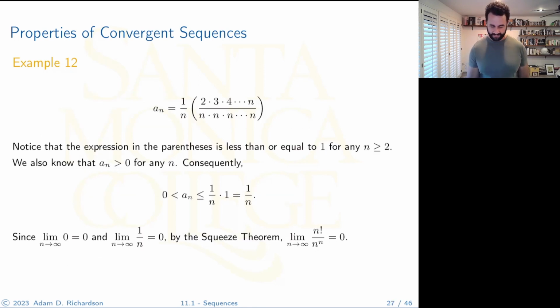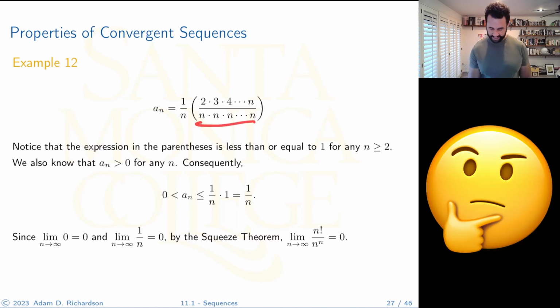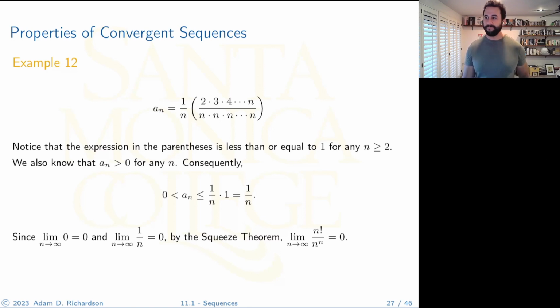Here's the interesting bit. The stuff in parentheses here is always less than or equal to 1 for any n greater than or equal to 2. Let's pause and think about this for a minute. Actually, I want you to think about it for a minute. This piece is always less than or equal to 1. Ponder that for just a minute.